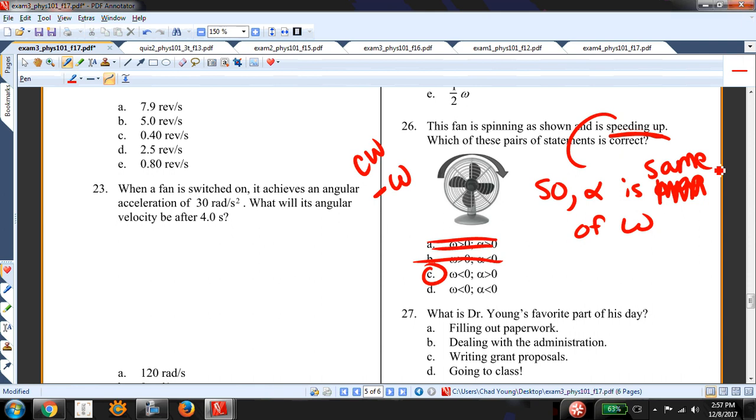Right, so alpha is the same direction as omega. So since omega is negative, alpha is also negative. Negative acceleration does not necessarily mean slowing down. Negative acceleration means an acceleration in the negative direction. And if your velocity is also in the negative direction, then your object is going to be speeding up. Okay, so that's 26. Now we're going to look at some old exams.